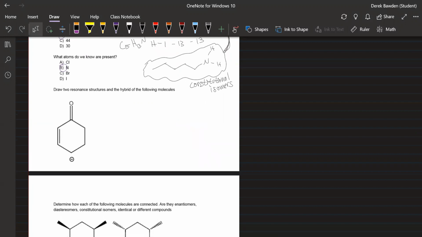Let's draw 2 resonance structures and the hybrid of the following molecules. So I'm going to go ahead and just draw a box here. It's going to be for our hybrid. So what I like to do with resonance structures, as I told you all in the last exam review, is to look at what's unhappy and how can I fix it. Okay. So what's unhappy in this molecule is a carbon that has a negative charge. Okay. What electrons can I move around to make that carbon happy?